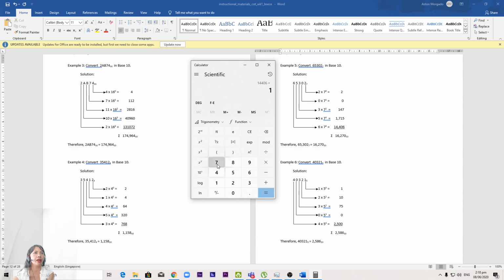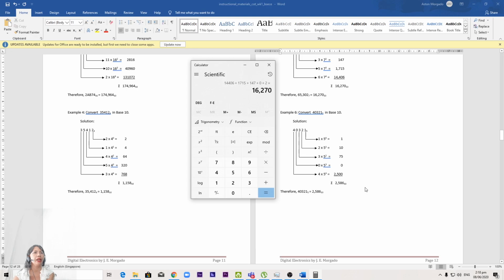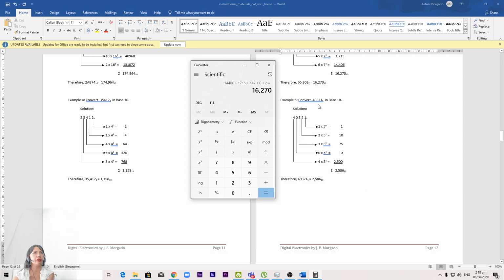Get the sum. What's the answer? We get 16,270 base 10. Therefore 65,302 base 7 is actually equal to 16,270 base 10. And last example for this, convert 40321 base 5 to base 10.